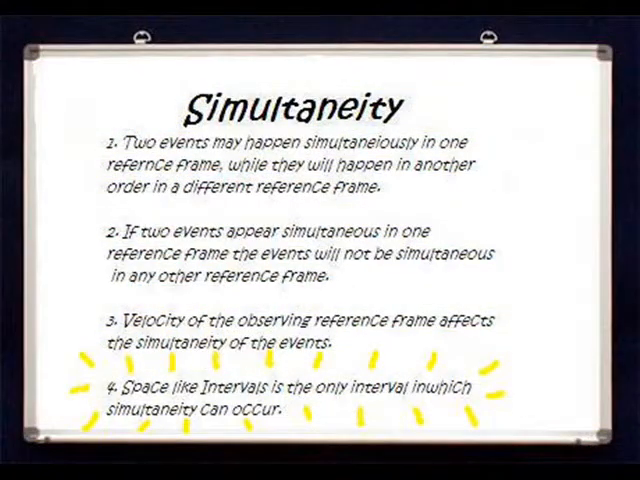I understand that the two events cannot be simultaneous in multiple different reference frames, but does there always have to be a reference frame in which they are simultaneous? No. There is only one interval in which the event will be simultaneous in a reference frame. Okay. This interval is called a space-like interval. There are two other intervals in which they will never happen at the same time, called time-like interval and light-like interval. Right, and in those intervals, there's never simultaneity. Correct. Point four. Space-like intervals are the only interval in which simultaneity can occur.